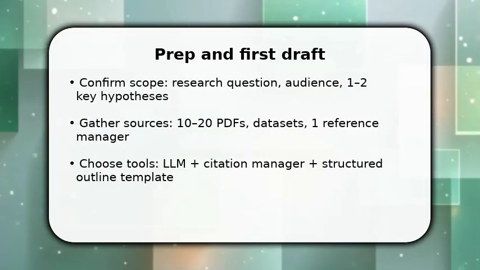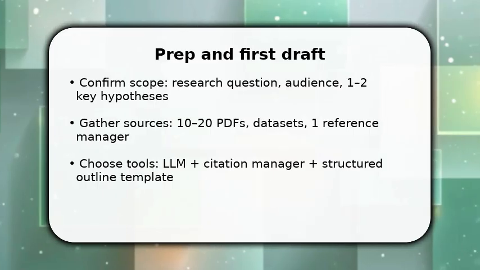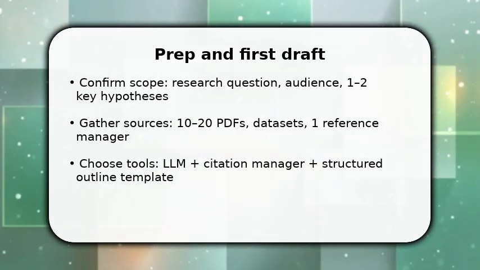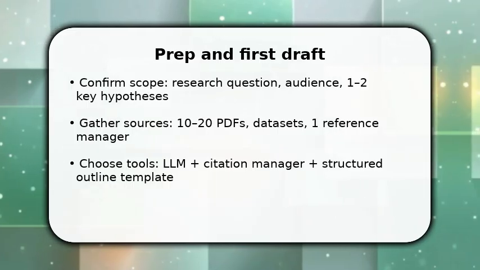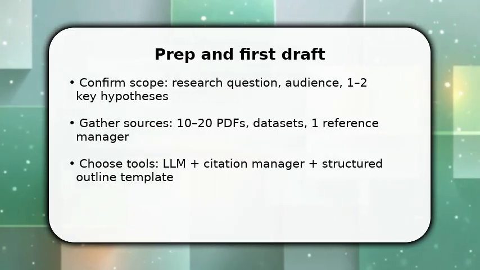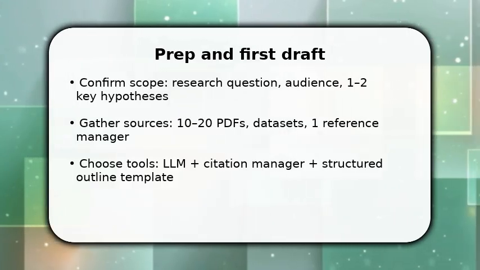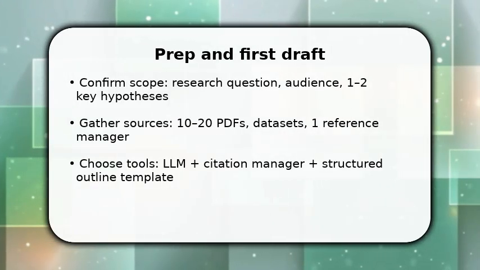You start by defining the exact research question and the hypotheses you will test. Once done, collect 10-20 core sources and load them into your reference manager so citations are ready. Next, create a structured outline with sections: intro, lit review, methods, results, discussion.